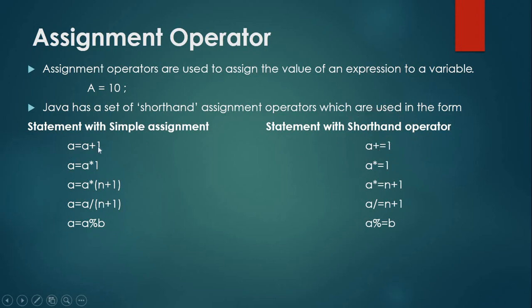Keep in mind that A = A + 1 means both sides have the same operator, and then we can use our shorthand operator. A = A + 1 becomes A += 1. A = A * 1 becomes A *= 1. A = A * (n + 1) becomes A *= n + 1. A = A / (n + 1) becomes A /= n + 1. And last, A = A % B becomes A %= B. But for using a shorthand operator, the condition is that we have the same operator on both sides, and then we can use our shorthand operator.